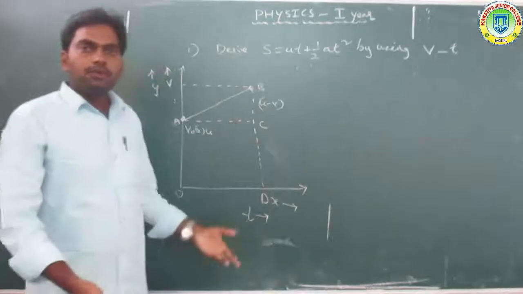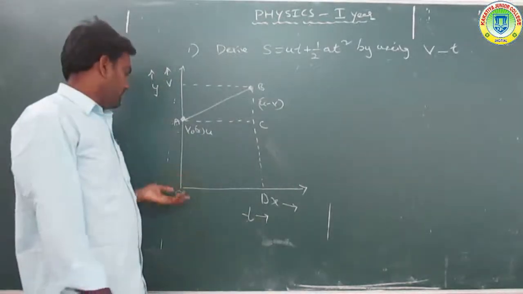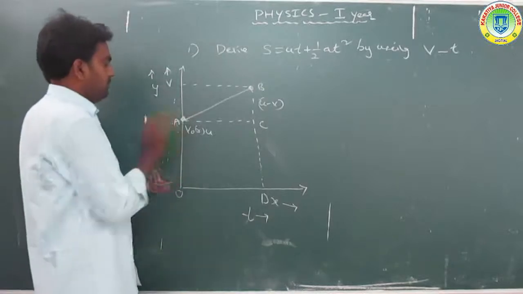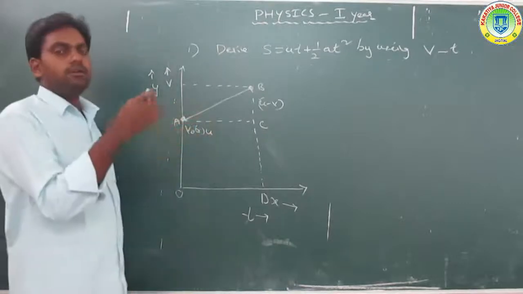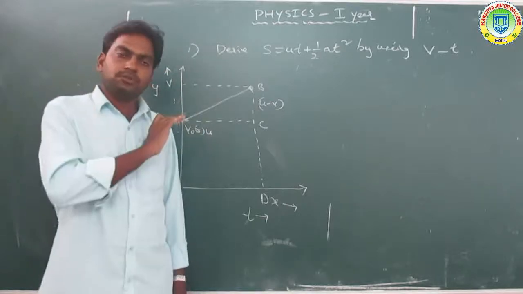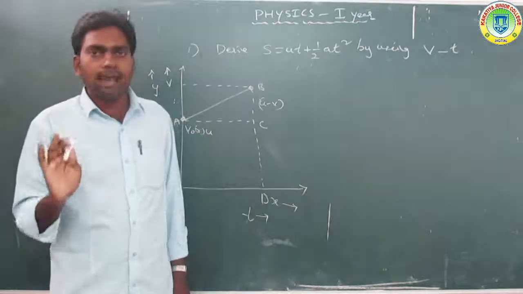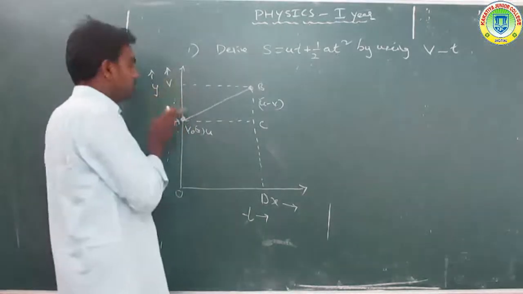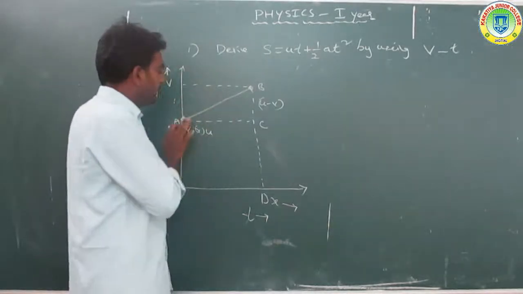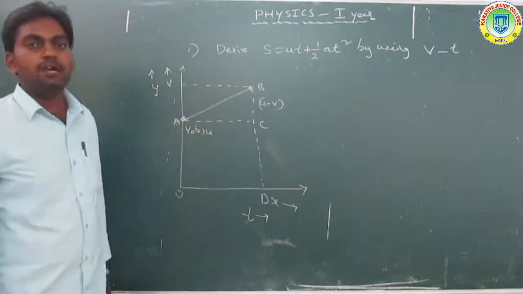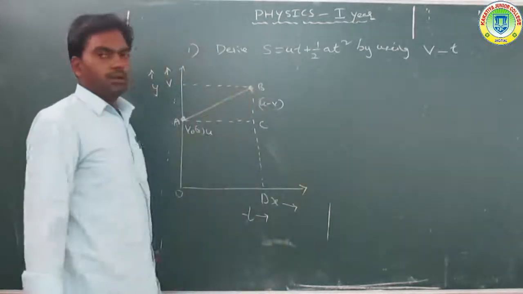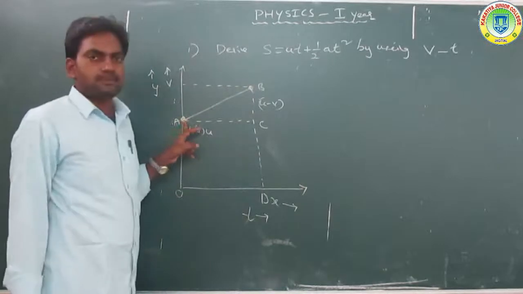Uniform motion is when, with the same velocity, in 1 second the body travels 1 centimeter, in 2 seconds 2 centimeters, in 3 seconds 3 centimeters, and in 4 seconds 4 centimeters. That is called uniform motion. Similarly here, the body is moving along a straight line with uniform acceleration.